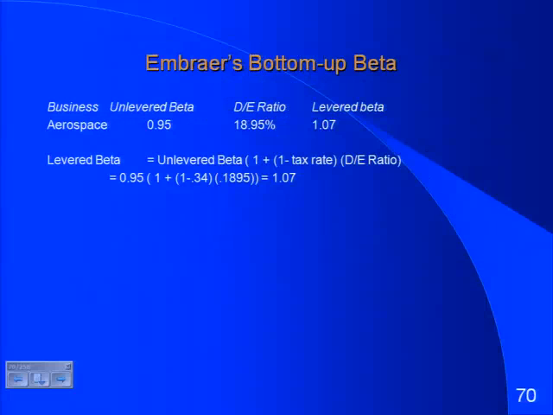Second example. Embraer, Brazilian aerospace company. I went looking for a bottom-up beta. Initially, I looked for other Brazilian aerospace companies, and I ran into a bit of a problem. You know what the problem was, right? Embraer is the only one. So I said, that's fine, I'll do Latin American aerospace companies, and I ran into a sample of one. So I said, this isn't working. Emerging market aerospace companies, still a sample of one. This is not going anywhere.